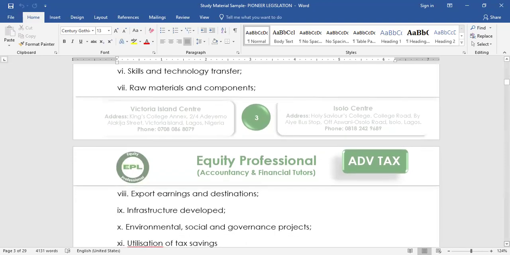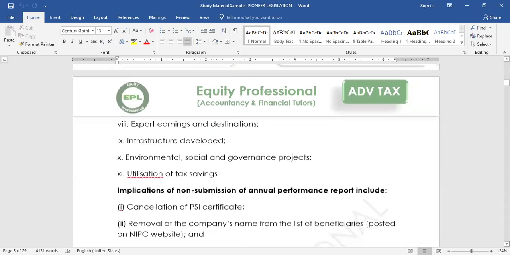Export and earnings. Export, earning, and destination. How much does the company derive from exports and what is their destination? Infrastructure development. What kind of development has the company contributed to the country in terms of infrastructure? Does the company help government to construct roads? Does the company help government to provide water? Does the company assist government in terms of electricity? All this will be stated in the content of annual performance reports.